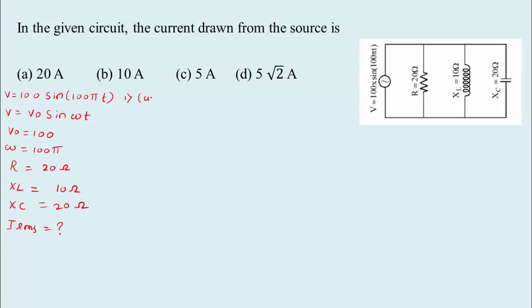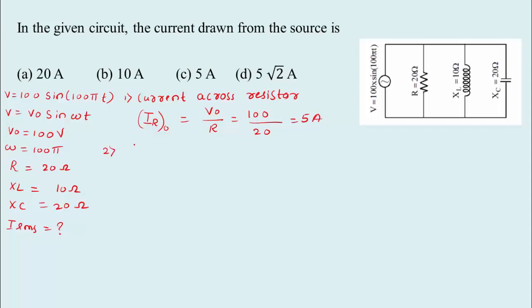In the first case, the current across the resistor. Here we know only the peak value. Let us write it as IR. But here we don't know the V value. We know only the peak value of voltage. So let us write the peak value of current IR naught equal to V naught divided by R. V naught is 100 volt divided by the resistance value, which is given as 20. So we got 5 ampere.